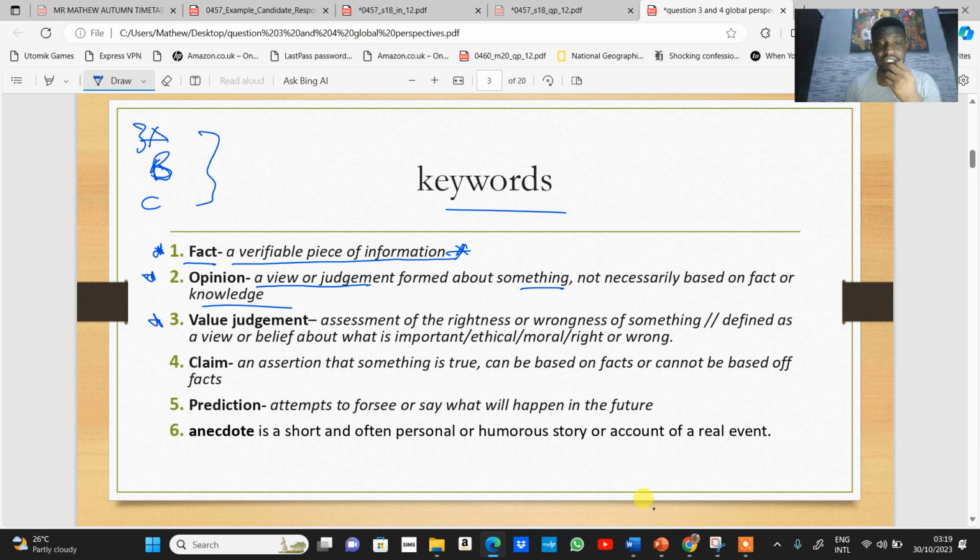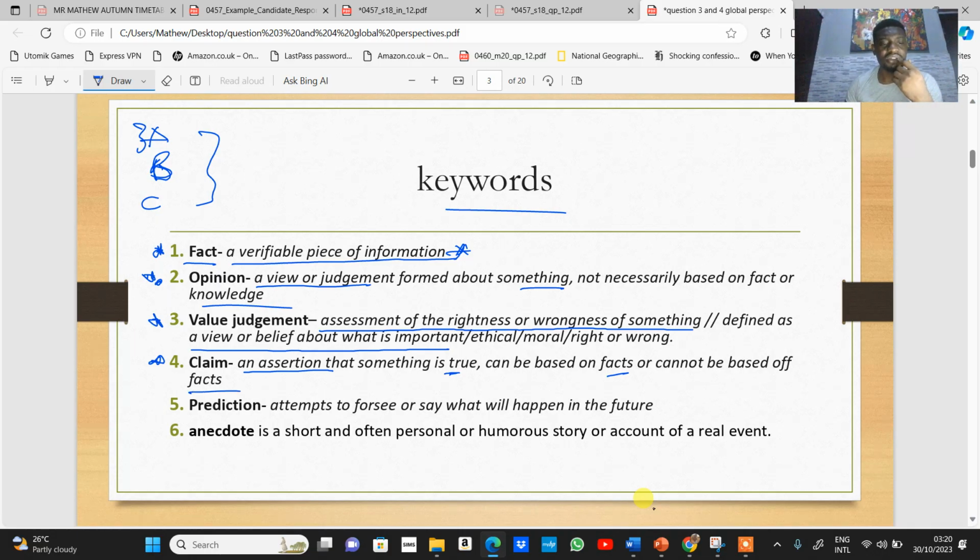Then value judgment. Students normally are very confused between opinion and value judgment. A value judgment is a special kind of opinion, but it's an assessment of the rightness or wrongness of something. It is usually defined as a view or belief about what is important, what is ethical, what is moral, what is right, and what is wrong. A claim is a form of assertion that something is true. It can be based on fact or not based on fact.